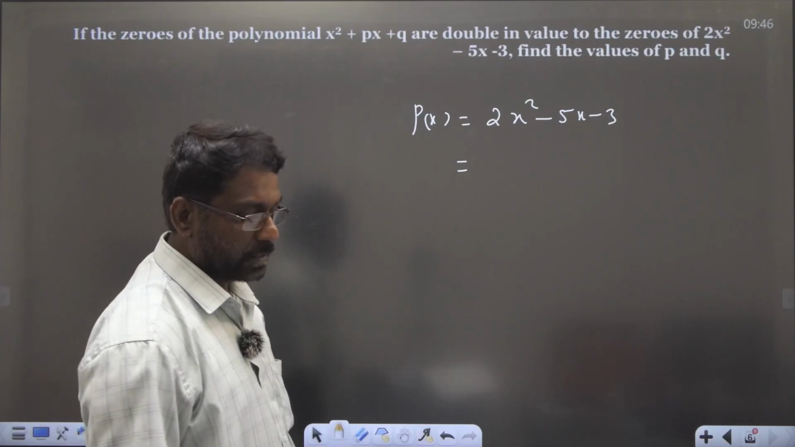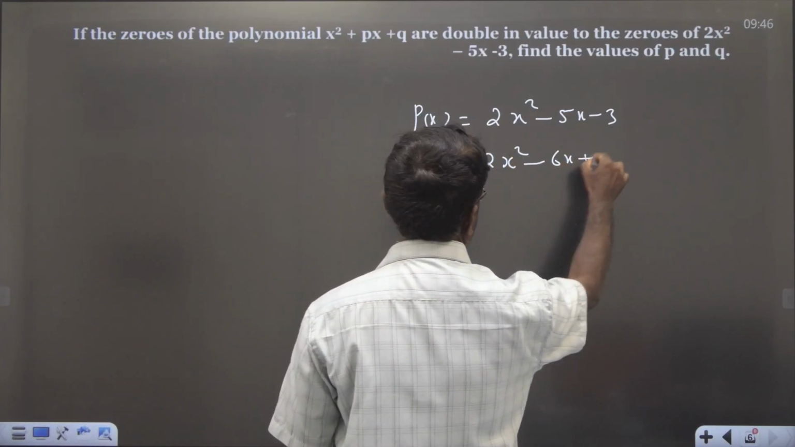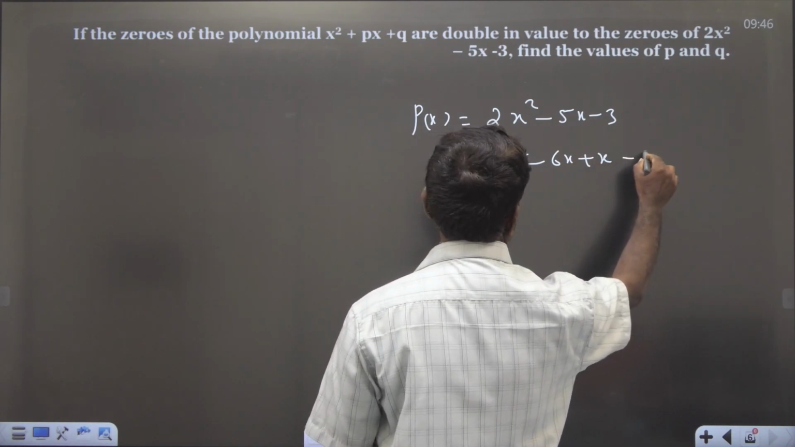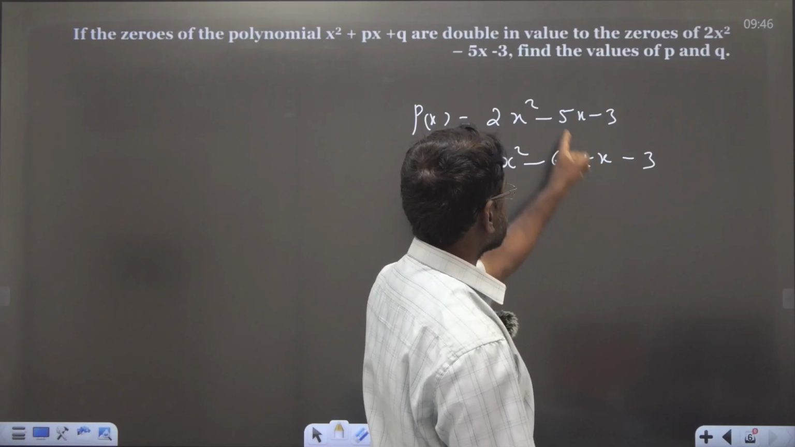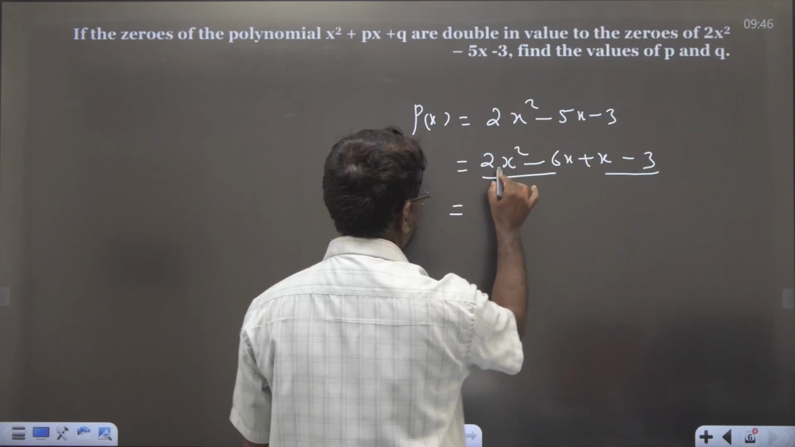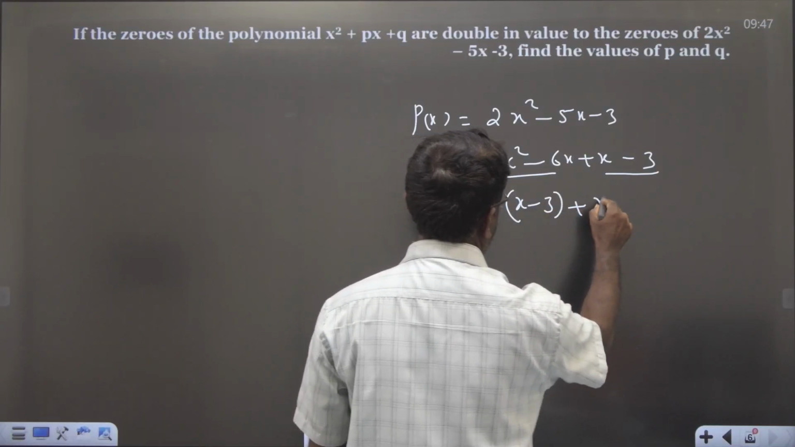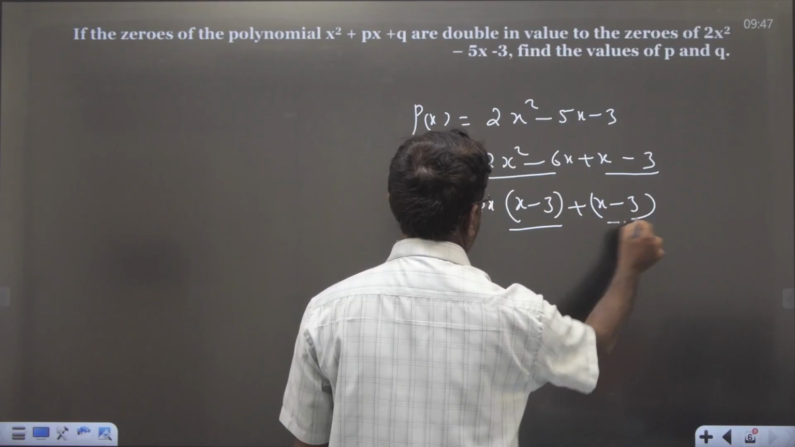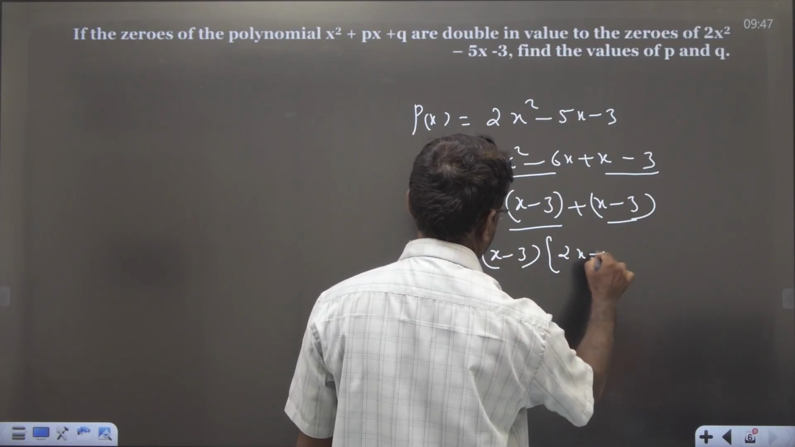What are the values? 2x square minus 6x plus x minus 3. 2 into minus 3 is minus 6, correct? Minus 6x plus x is minus 5x. Then club like this. Here 2x is the common factor: 2x into x minus 3, plus 1 into x minus 3. Again x minus 3 is the common factor. So it is x minus 3 into 2x plus 1.